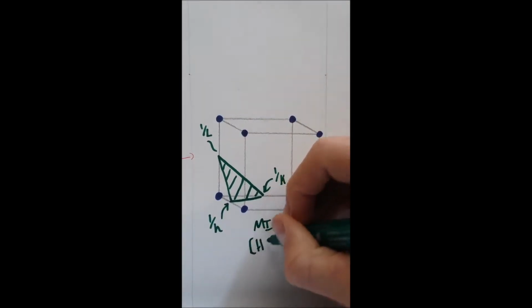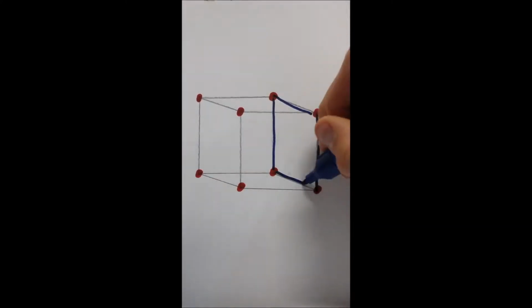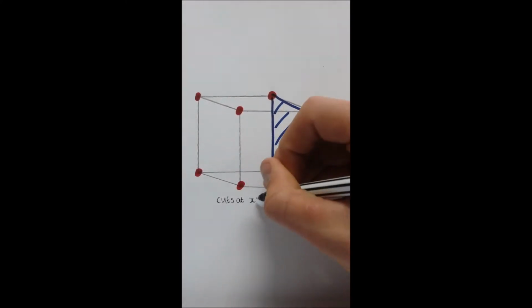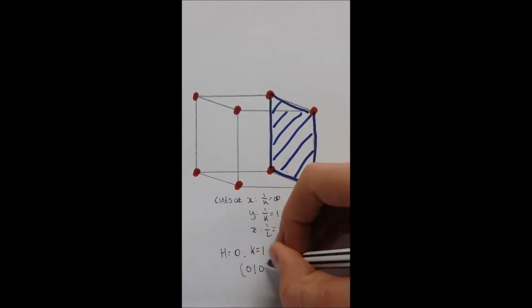The Miller indices are then hkl, written without commas, as shown here. If a plane is parallel to an axis and so does not intersect it, the Miller index for that axis will be 0.